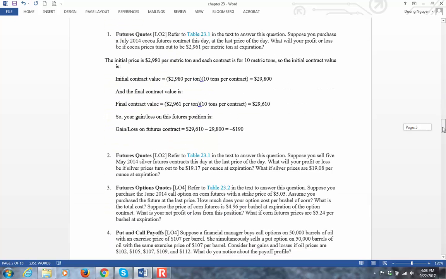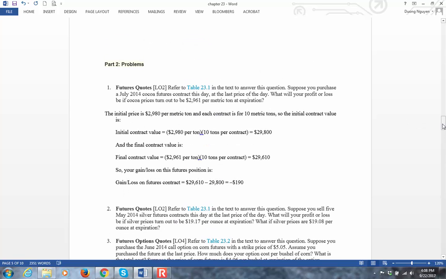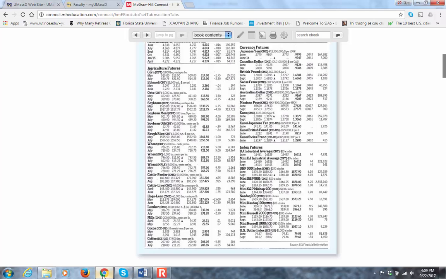Alright, in the problems, question number 1, refer to table 23.1 and answer the following question. Suppose that you bought July 2014 cocoa futures at the last price of the day. What will your profit or loss be if the price turns out to be 29.61 per metric ton at the expiration date? So go back and look at table 23.1 and look at cocoa futures.